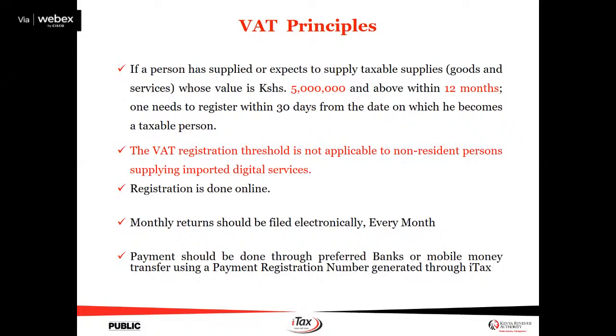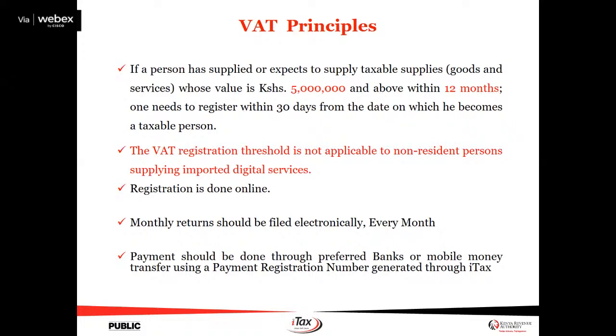The VAT registration threshold is not applicable to non-resident persons who are supplying imported digital services. So we just wanted to stress that. If you are a person supplying digital services, this threshold does not apply to you, meaning at that particular point, you'll be expected to register and pay VAT.